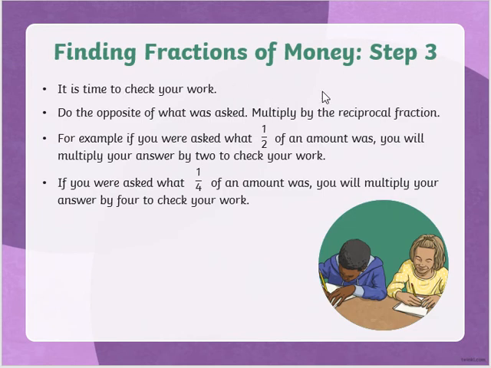Then you can check your work. Do the opposite of what you did. We divided to find how much, so now we can multiply to see if our answer was correct. If I was asked to find 1/2 of something, then I would multiply my answer by 2. If I was asked to find 1/4 of something, I would multiply my answer times 4.